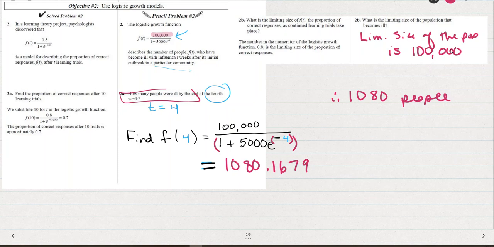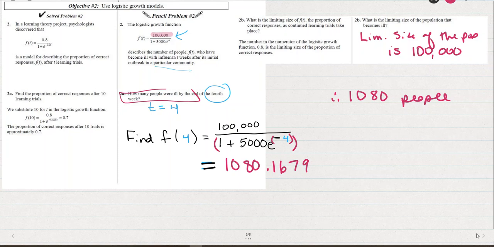So what they're saying is they're not expecting more than 1,000 people, or 100,000, I'm sorry. They're not expecting from this model more than 100,000 people to get sick during this illness. So the limiting size of the population is 100,000.